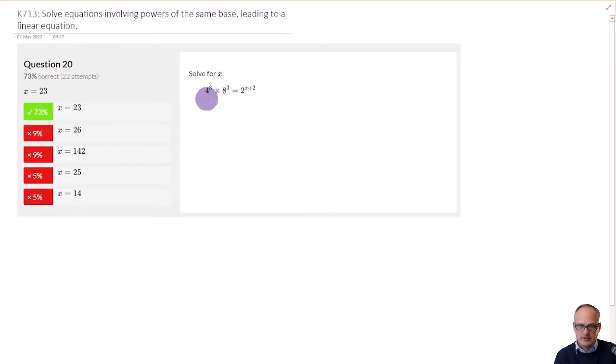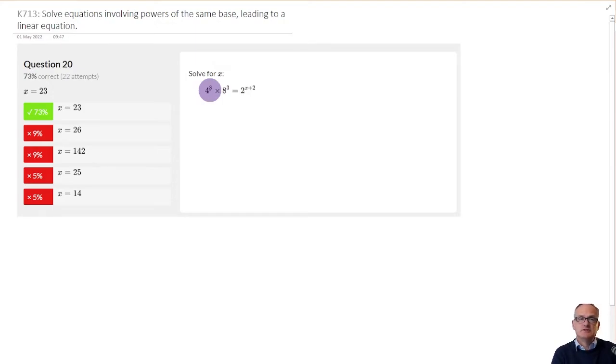Doing this question here, we've got 4 to the 8, 8 cubed, and 2 to the x plus 2. So let's just look at how you do it. Now these numbers, the 4, the 8, and 2, are called the base for all these power sections, okay? So these are called the base. And what we try and do is we make the bases the same, and then we can create an equation because we've got the same bases. So 4 is 2 to the power of 2, 8 is 2 to the power of 3, and 2 is 2 to the power of 1.